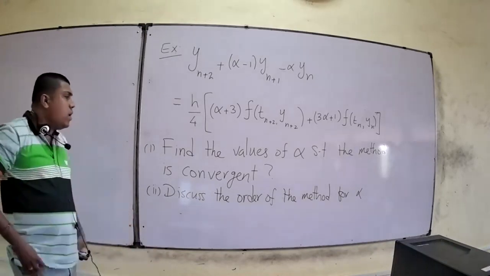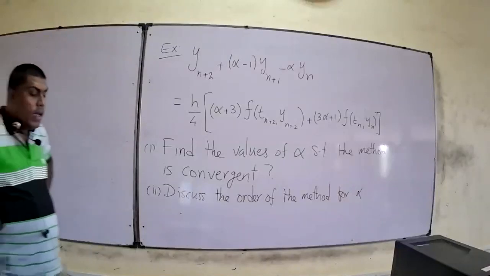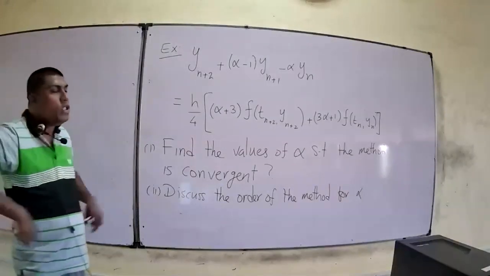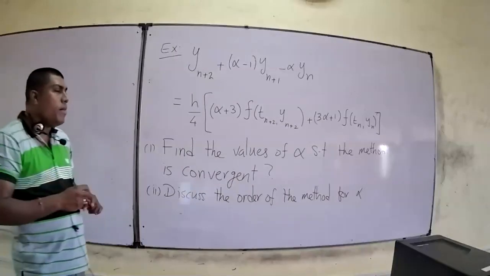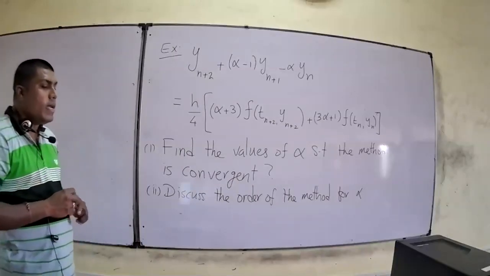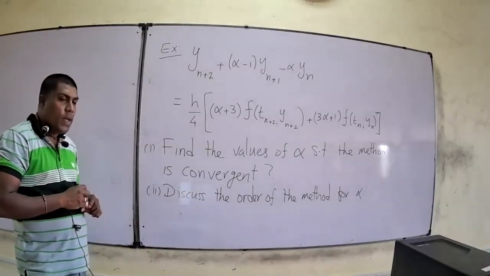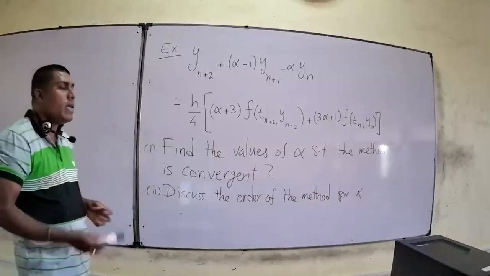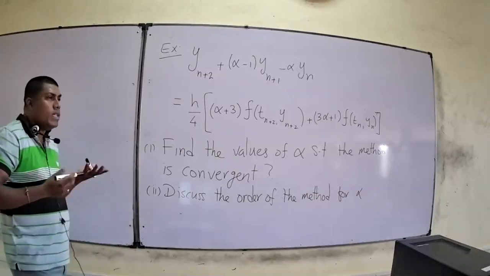For the first part, you have to find the values of alpha such that the method is convergent. So you all know that you have to look for the order of the method, and you have to make sure that the order is at least one. So in a way, you have to show that C0 and C1 are 0 here. And then you have to look for the first characteristic polynomial, and make sure that the roots of the first characteristic polynomial satisfy the Dahlquist root condition.